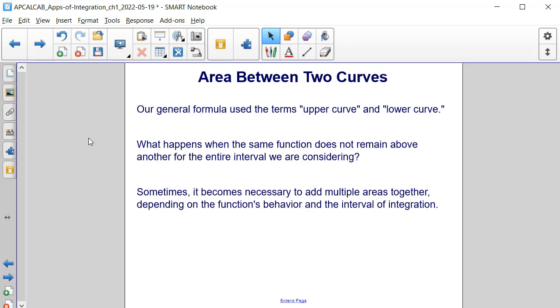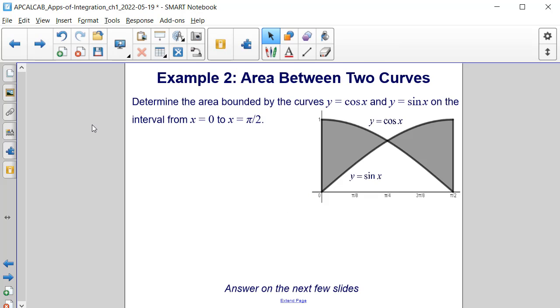Our general formula used the terms upper curve and lower curve. But what happens when the same function doesn't remain above another for the entire interval we are considering? Sometimes it becomes necessary to add multiple areas together, depending on the function's behavior and the interval of integration. Let's look at this example, which is a little different from the previous one.